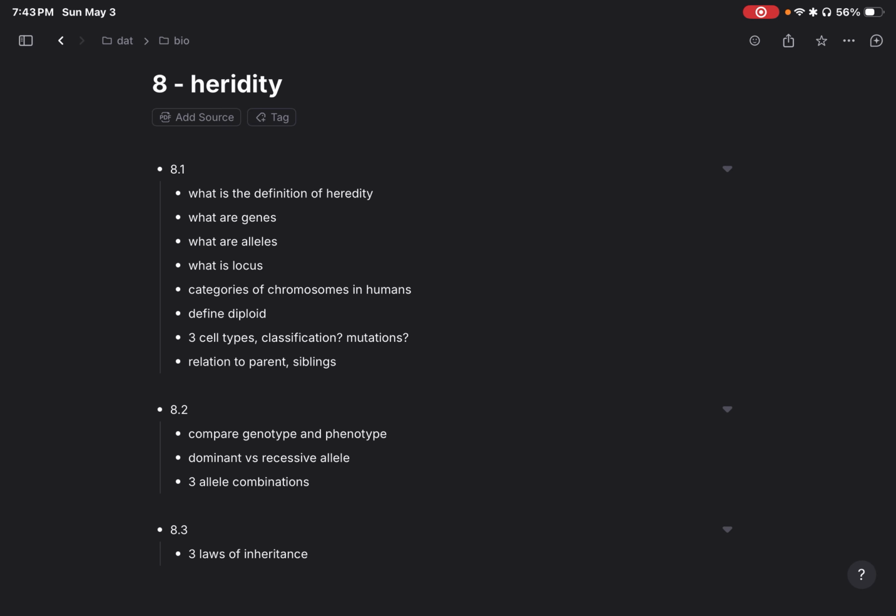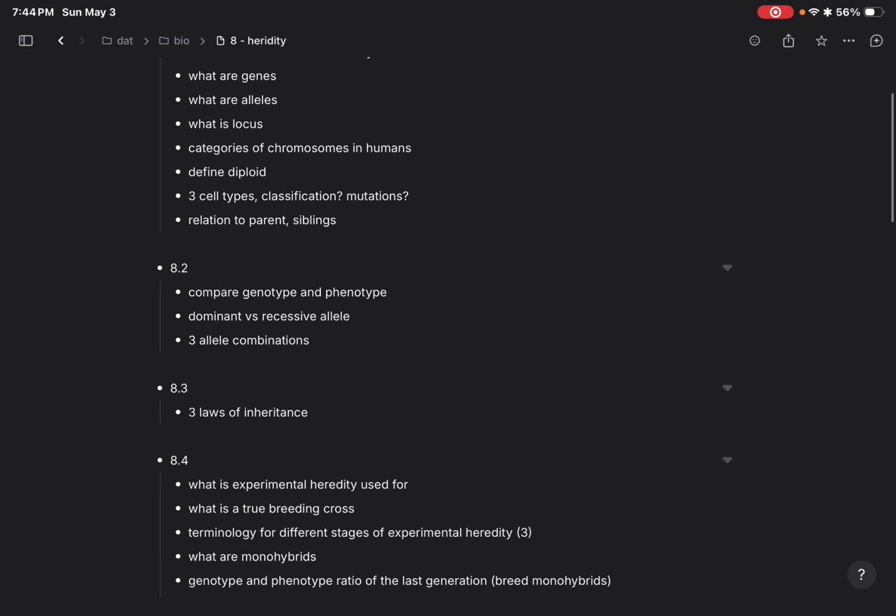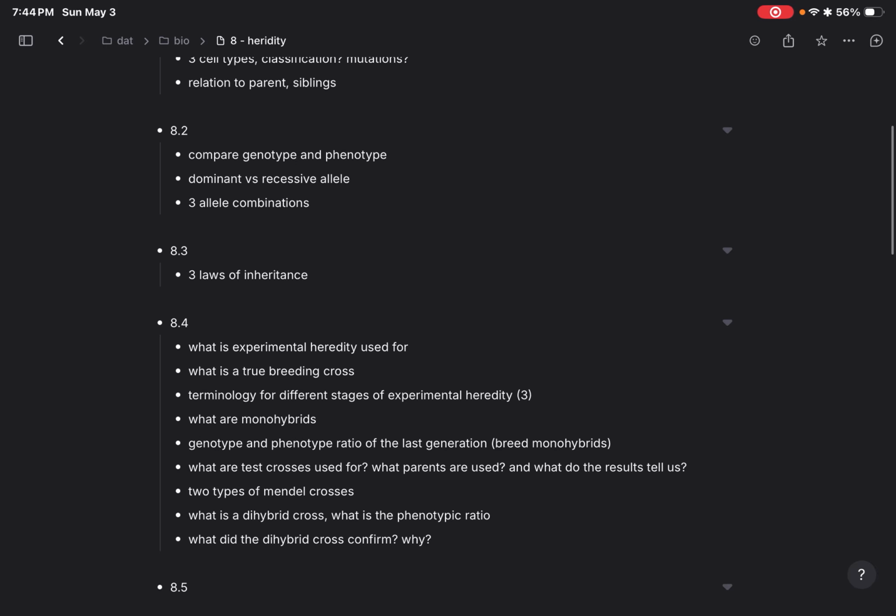So what I meant by I already talked about classifications. Mutation. If you have a mutation to a somatic cell, it's not going to be shown in the offspring. But if you have a mutation to the gamete or the germ cell, then you're going to have that shown in the offspring. So relation to your parents, you're 50% related to your parents and about 50% related to your siblings. But it's not a set 50% to siblings, because independent assortment and other variations could cause it to be different. So compare genotype versus phenotype.